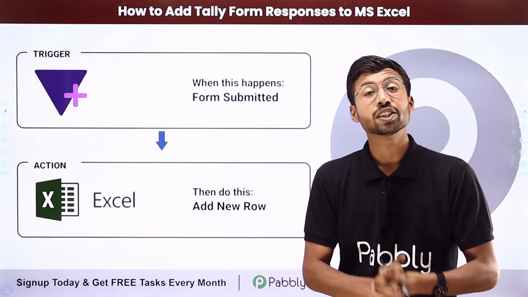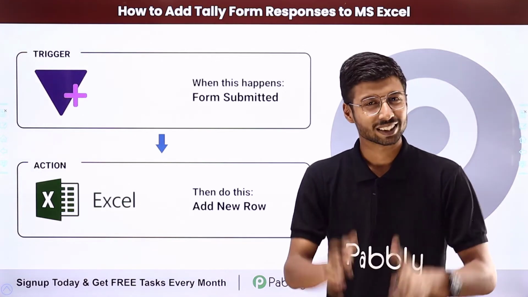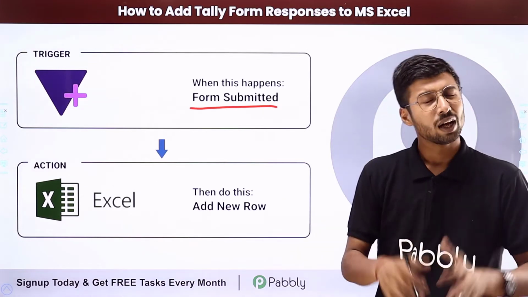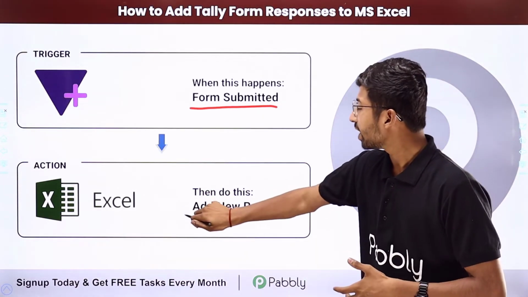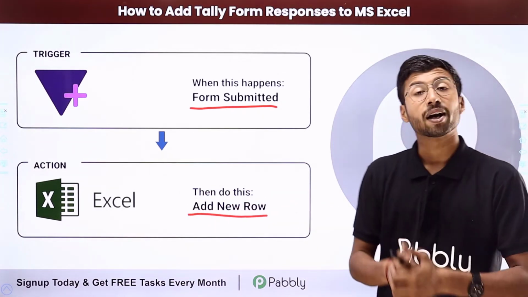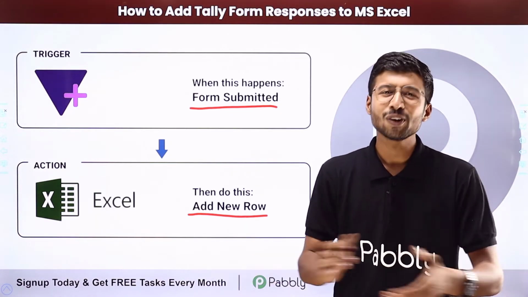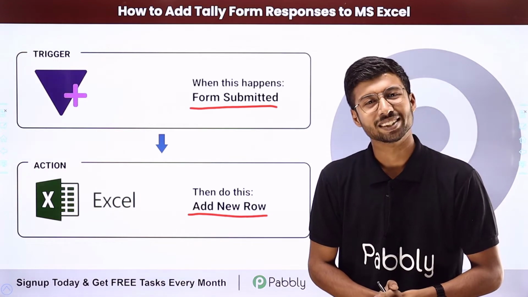Now let me tell you guys, you can completely automate this process, and the trigger of this automation will be receiving a form submission in Tally. And the action will be the addition of that form submission data in Microsoft Excel as a new row. Now how can you set up this automation? To know this, you have to come with me to my screen.